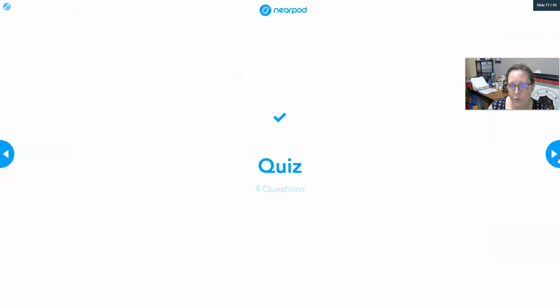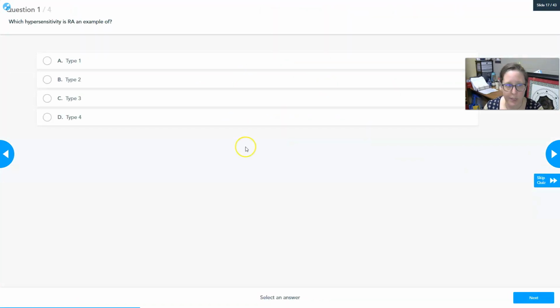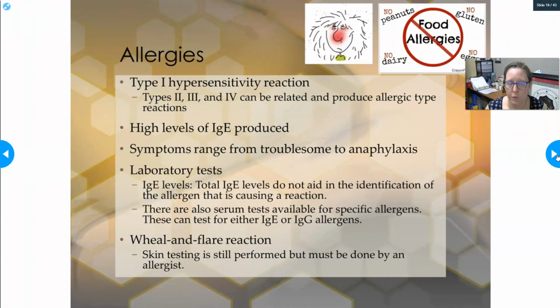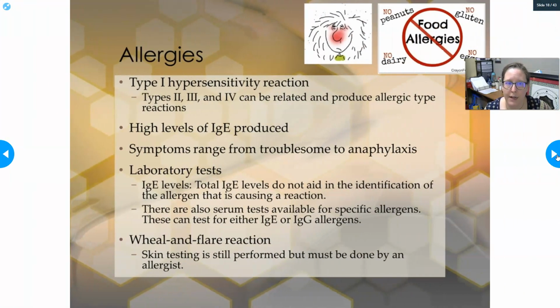So a few quiz questions just to check your understanding. Which hypersensitivity is RA an example of? There are two possible answers for that one. Which hypersensitivity is a peanut allergy an example of? Again, the answer is always 1, 2, 3, or 4. Which hypersensitivity is contact dermatitis an example of? And which hypersensitivity is hemolytic disease of the newborn an example of? So there you go. Next is allergies.